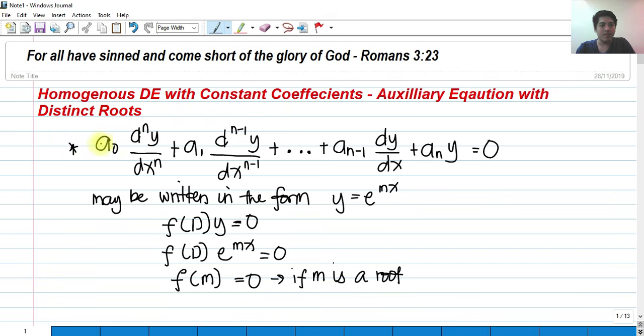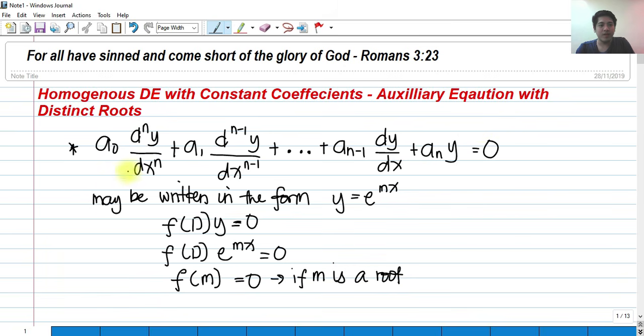We have a sub 0 d raised to n y over dx raised to n, which is the nth derivative of y with respect to x, plus another constant a sub 1 multiplied by the lower order derivative of y with respect to x, and so on and so forth until we have a sub n minus 1 dy over dx plus a sub n y is equal to 0. So homogeneous DE with constant coefficient is in this form.